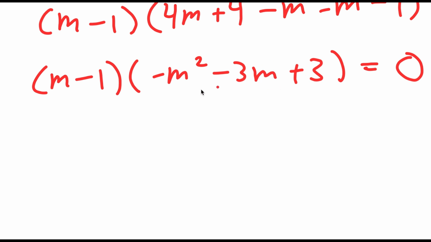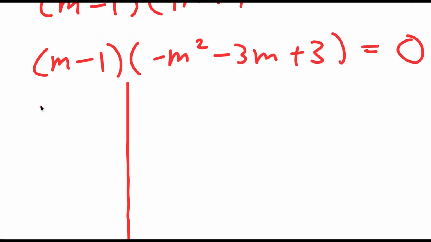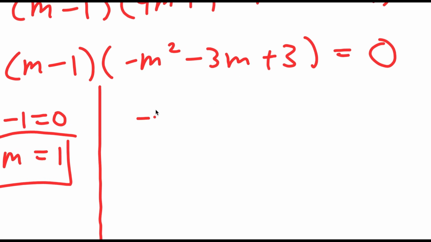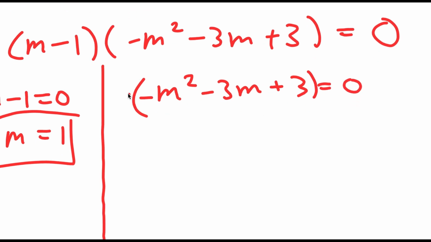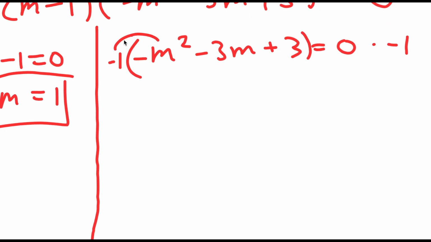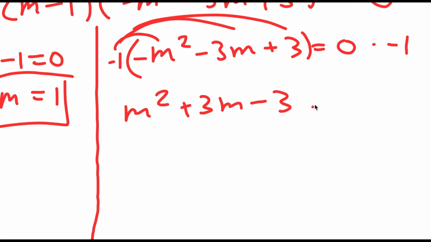And from here, this gives me two equations. I have m minus 1 equals 0, for which m equals 1, so this is one solution of m. And I also have negative m squared minus 3m plus 3 is equal to 0. So for this, I'm going to start by multiplying both sides by negative 1. So I first distribute the negative 1, so I get positive m squared plus 3m minus 3 is equal to 0.